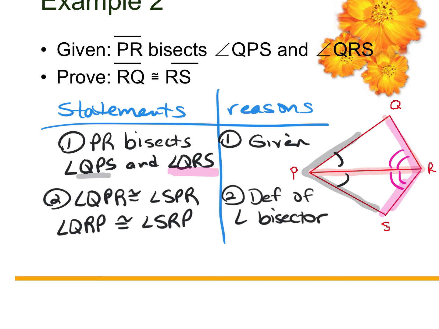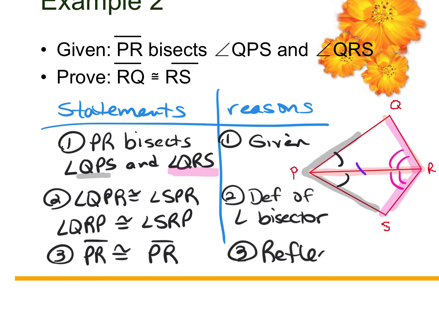And now for my next statement, that side that they share, that reflexive side, I could state that PR is congruent to PR. You could also call it RP, doesn't matter. It's congruent to itself, and this is reflexive. And again, the two triangles I'm asked to show are congruent would be this top purple triangle to the bottom blue one.